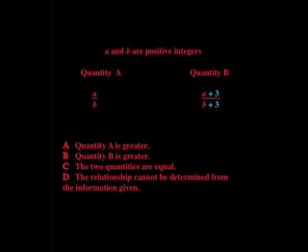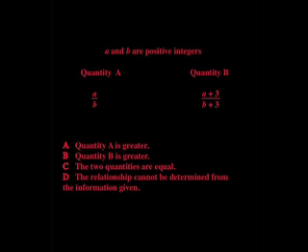A lot of students apparently just looked at column B and saw plus 3 on the top and plus 3 on the bottom and said, well, you're doing the same thing to both parts of a fraction. So we'll say the answer's got to be C, the two quantities are equal.